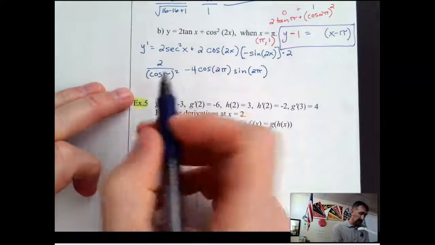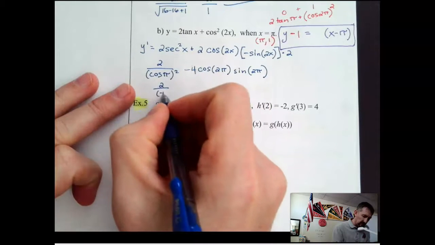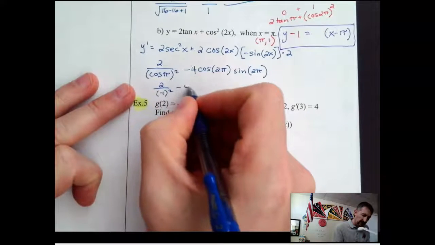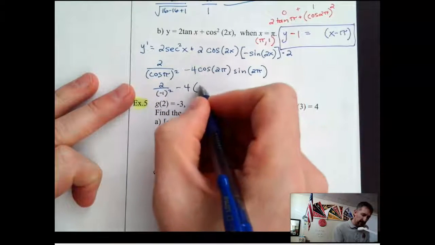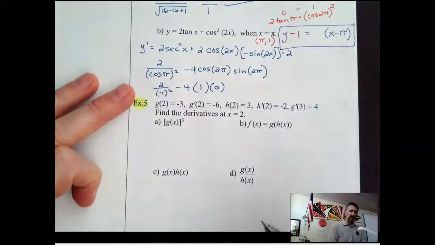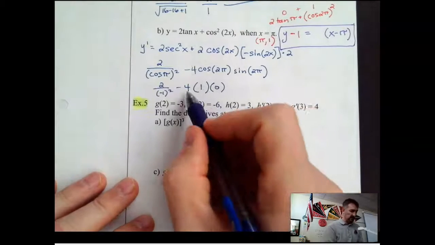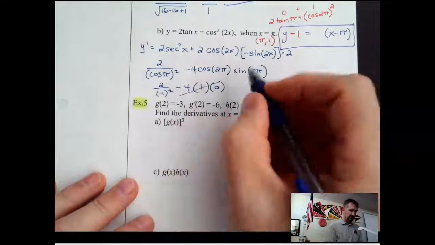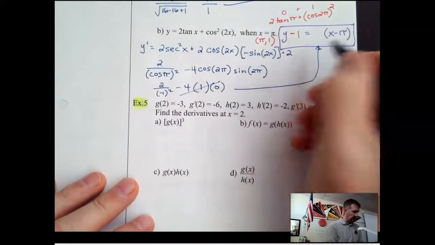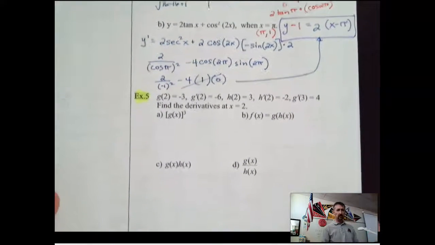All right, so cosine of pi is negative 1. So that's going to be 2 over negative 1 squared. And then the cosine of 2 pi is positive 1, and the sine of 2 pi is 0. I can go over that sometime if you need help on the unit circle and how we get those numbers. So this is all gone. That's going to be 2. There you go.